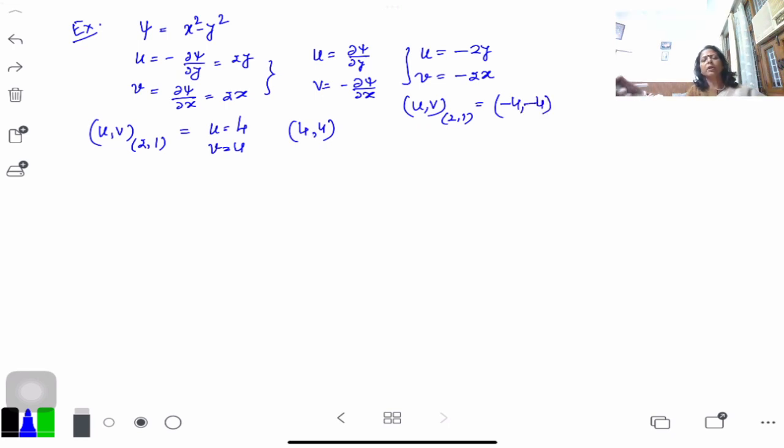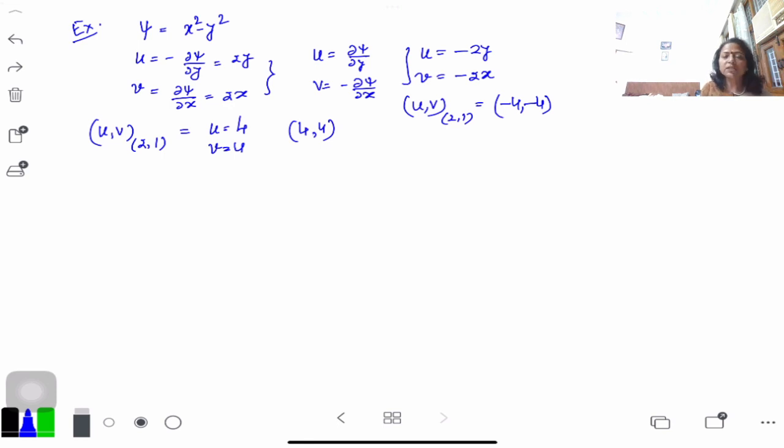So this is nothing but, in one case you are having the flow from right to left, and in the other case you are having the flow from left to right. So quantitatively there is no difference. Qualitatively it is flow from left to right or right to left, right?